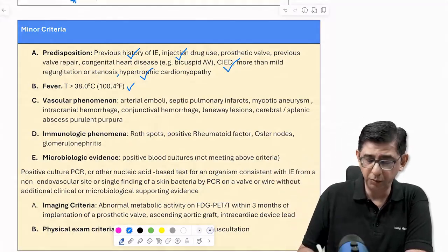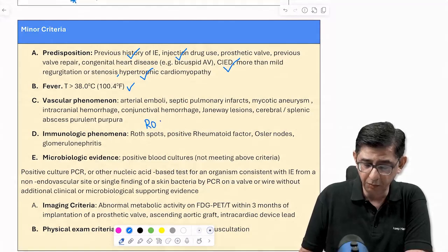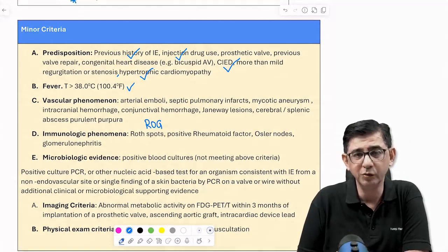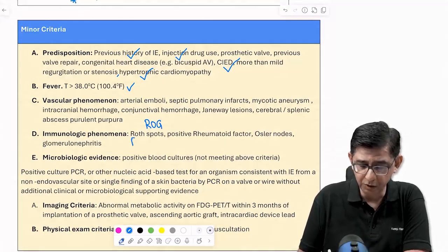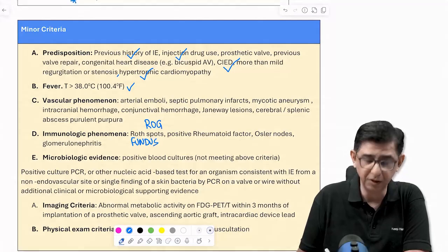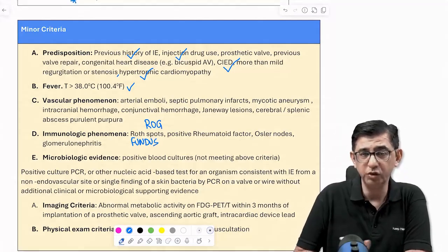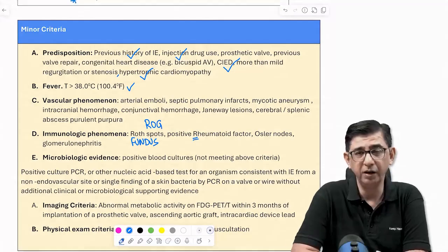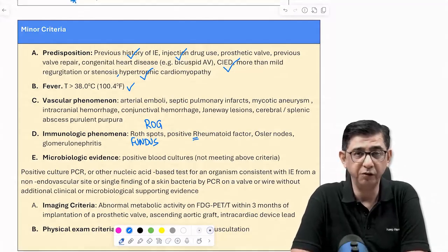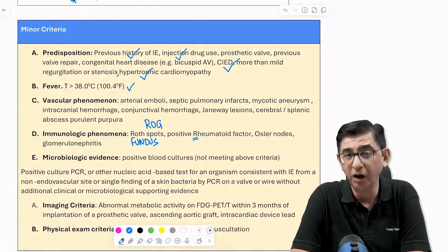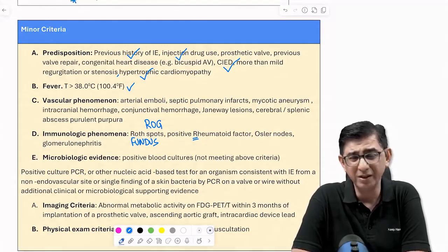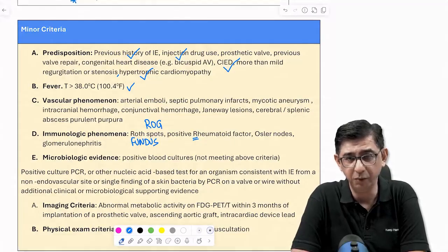So how to remember the immunological phenomenon which are given here? You can remember ROG. ROG in Hindi is disease, basically. So R would stand for Roth spots. You check them on a fundus examination. Then the alphabet R is used a second time for positive rheumatoid factor. Yes, guys, the same rheumatoid factor that we read for diagnosis of rheumatoid arthritis is also present here. It's simply an IgM class of antibody that can be positive.